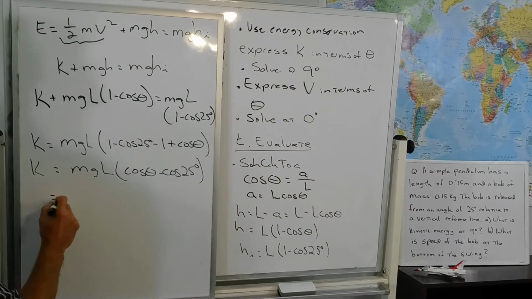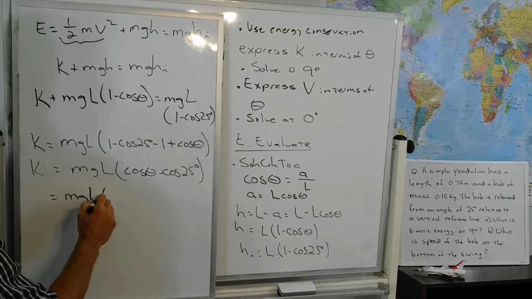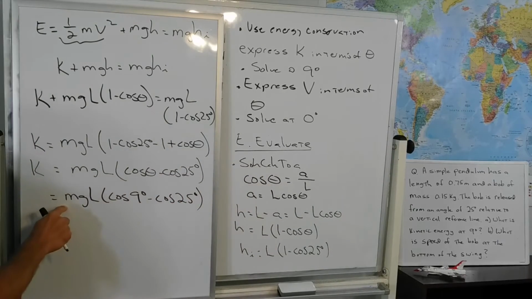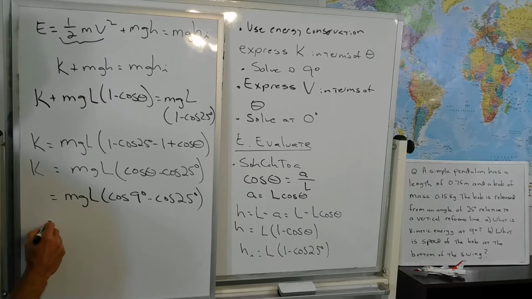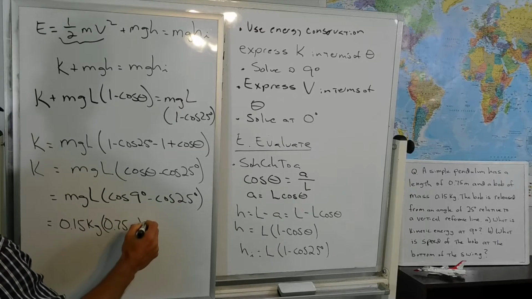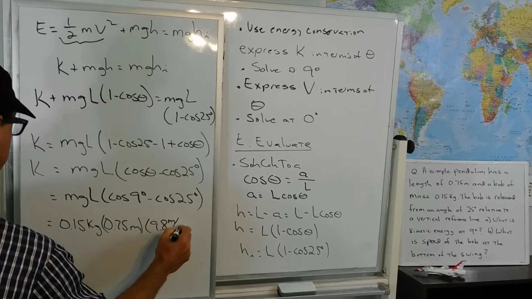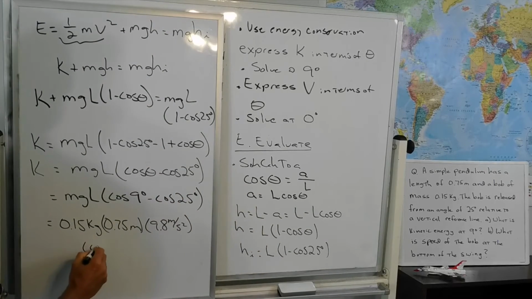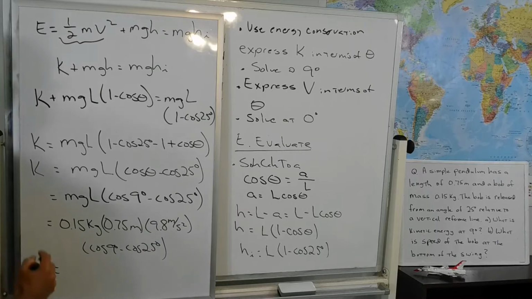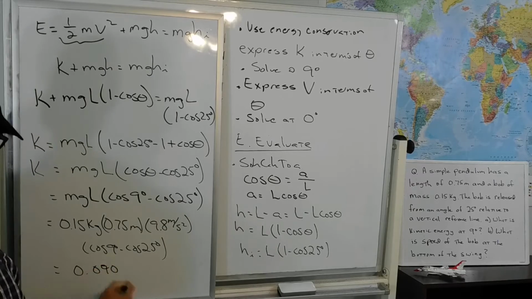All right, so now we solve at 9 degrees. So it's mgL times cosine 9 degrees minus cosine 25 degrees. Go ahead now and substitute in the mass of 0.15 kilograms, g 9.8 meters per second squared, and L 0.75 meters, and then the difference of the cosines. I'll let you do the numbers on your calculator, and the numbers work out to be 0.090. That's a 9 there.